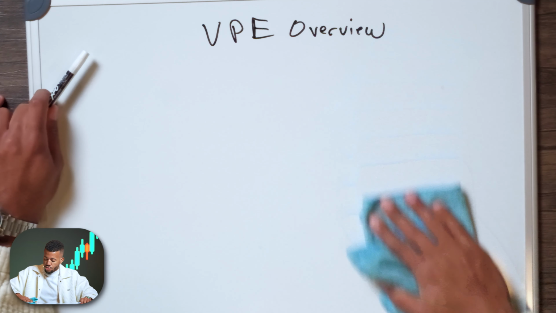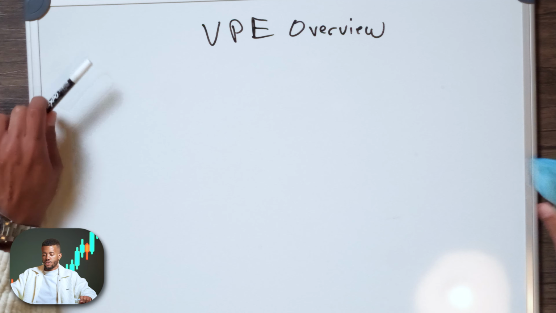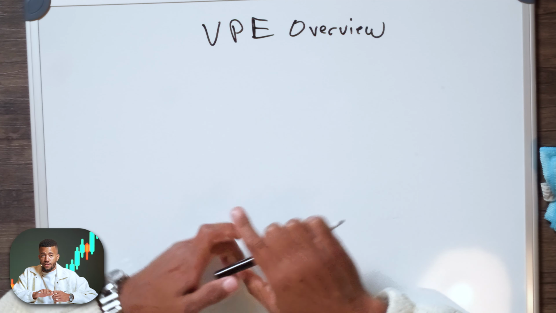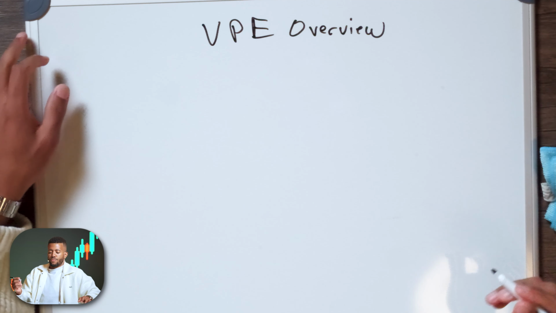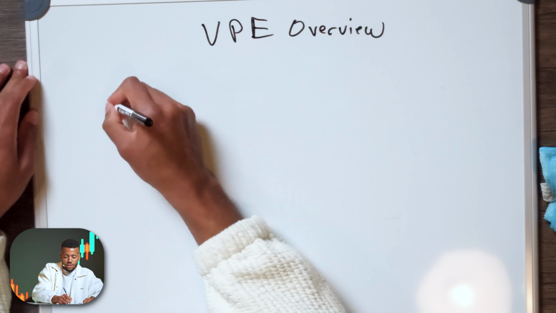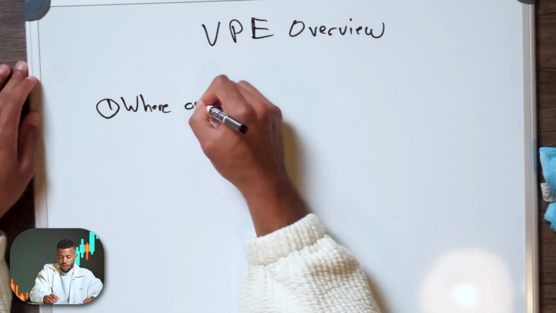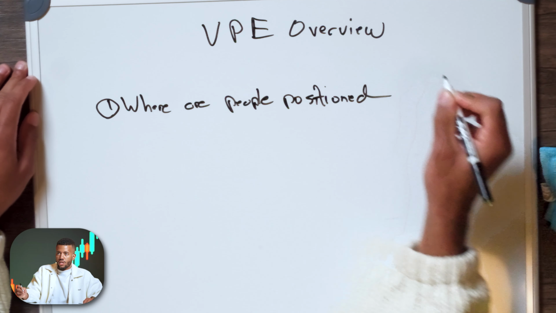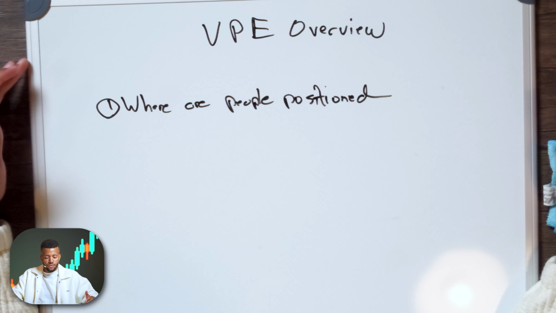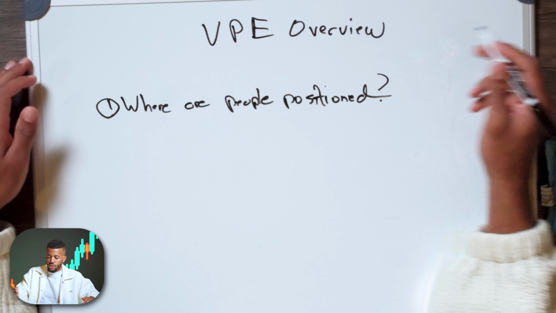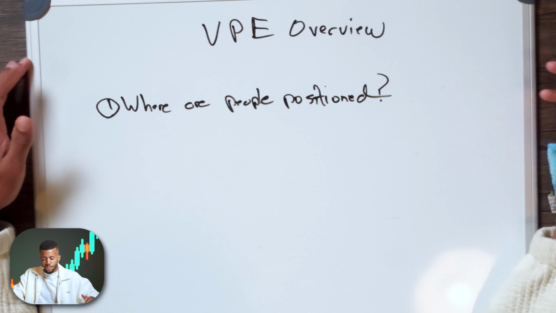So let's not go too deep. I want to give you a high level introduction to VPE. First and foremost, there are some questions that we want to understand, which is, where are people? This is key to understanding trading in general. Where are people positioned?